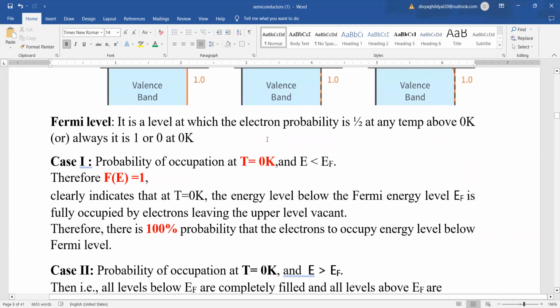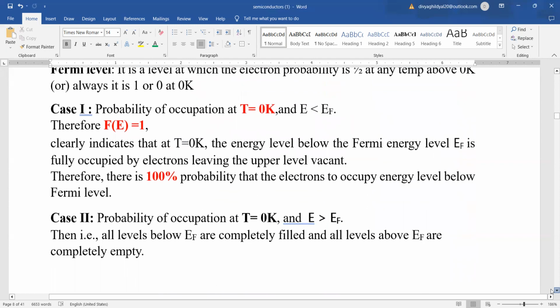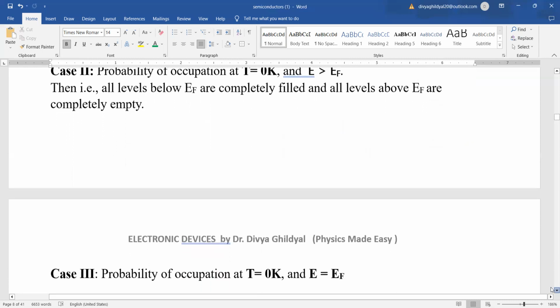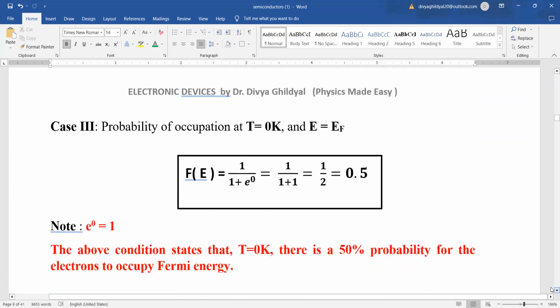Mathematically, for the probability of occupation at T equal to 0 Kelvin, the energy levels lying below the Fermi level are all occupied. It indicates that the energy levels below the Fermi energy level are fully occupied by electrons and the upper ones are vacant. So this gives rise to 100% probability that the electrons occupy energy levels below the Fermi level. When E is greater than EF, that is, the energy is greater, then the case is different.